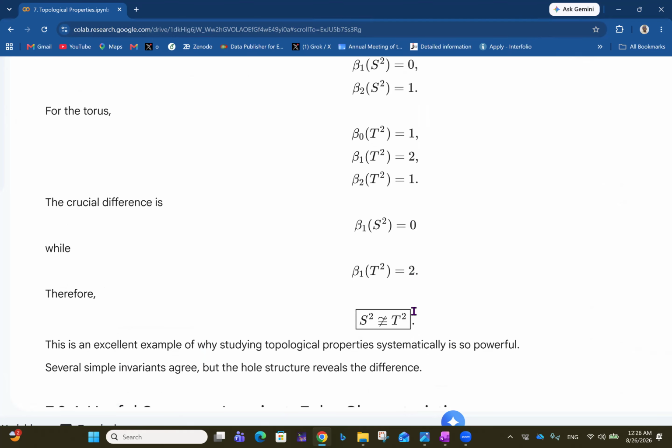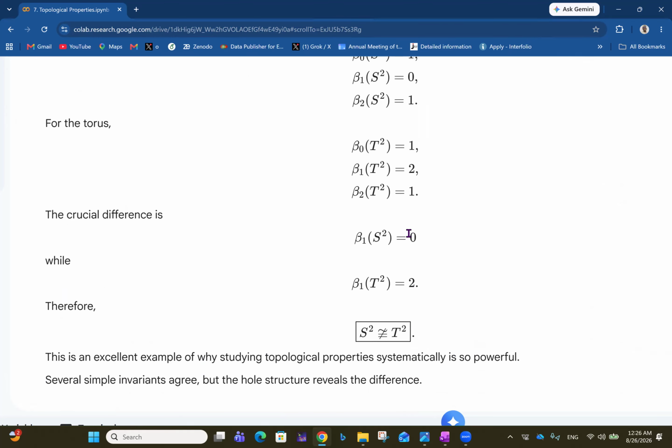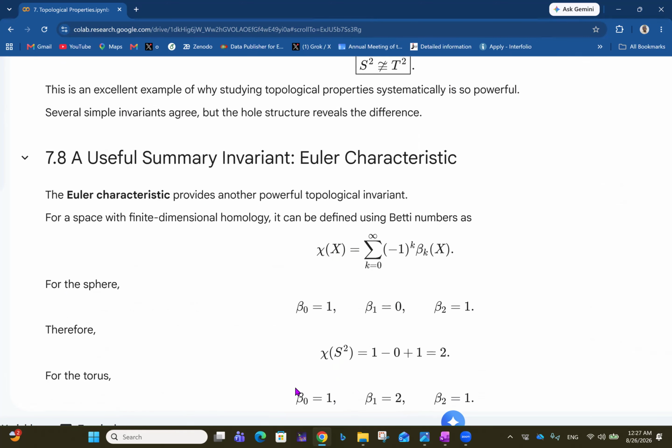The crucial difference is the fact that beta 1 of S2 is 0, while beta 1 of T2 is 2. That's the only tiny thing causing all the difference: the fact that there's a hole in a torus and not in a sphere. Therefore, with that alone, you can say that a sphere is not homeomorphic to a torus. This is an excellent example of why studying topological properties systematically is so powerful. Several simple invariants agree, but the whole structure reveals the difference.